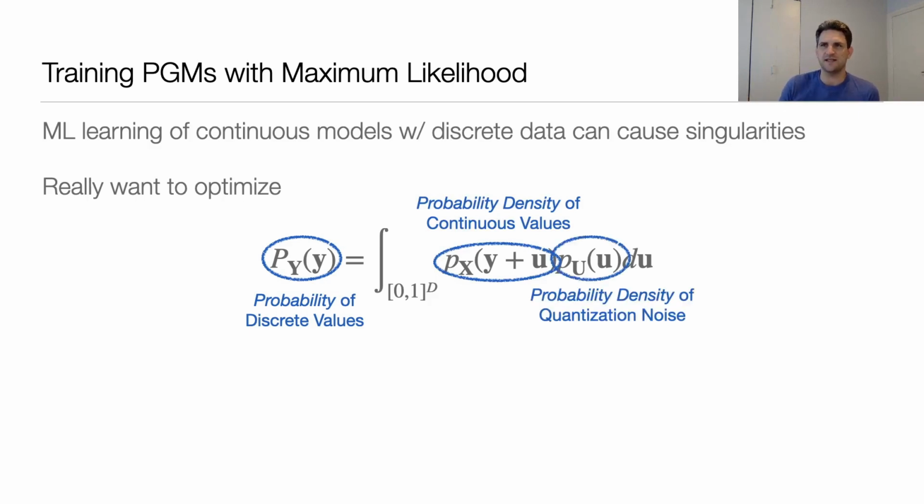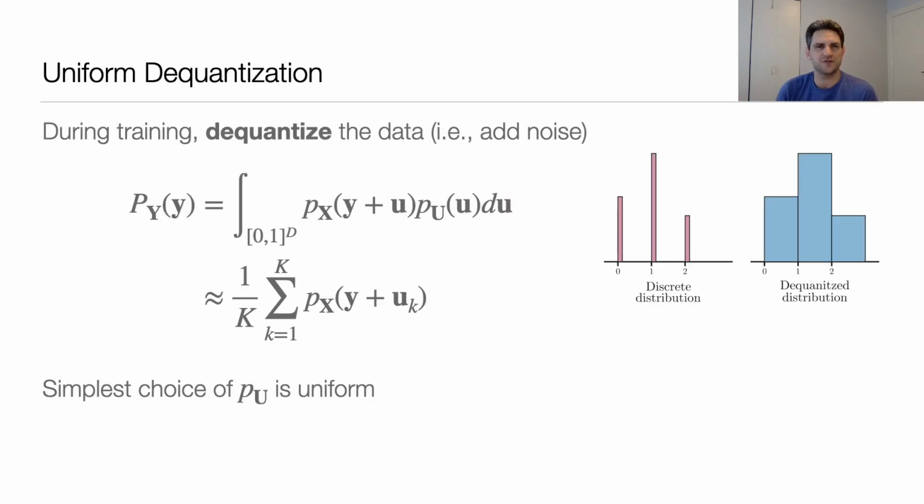So this is basically the density of changes in intensity caused by quantization. You can think of this simply as a distribution over 0 to 1, because these are the values that will round, or maybe be floored, to the same intensity value. So the simplest choice of all of this is to just take the distribution over U as a uniform distribution.